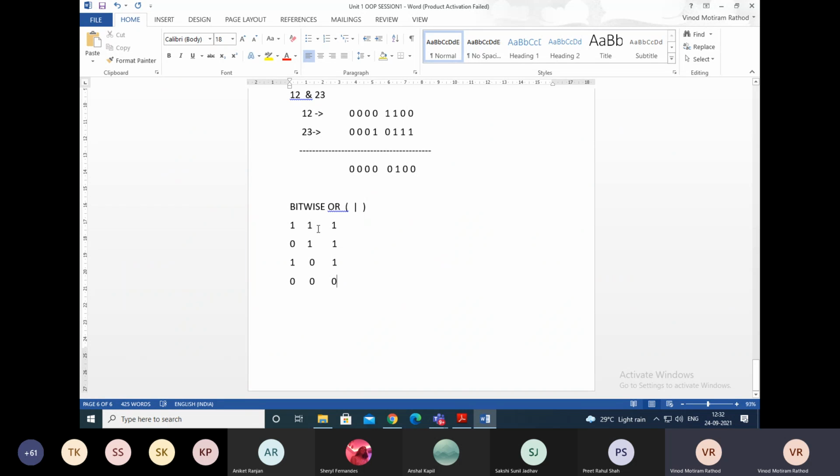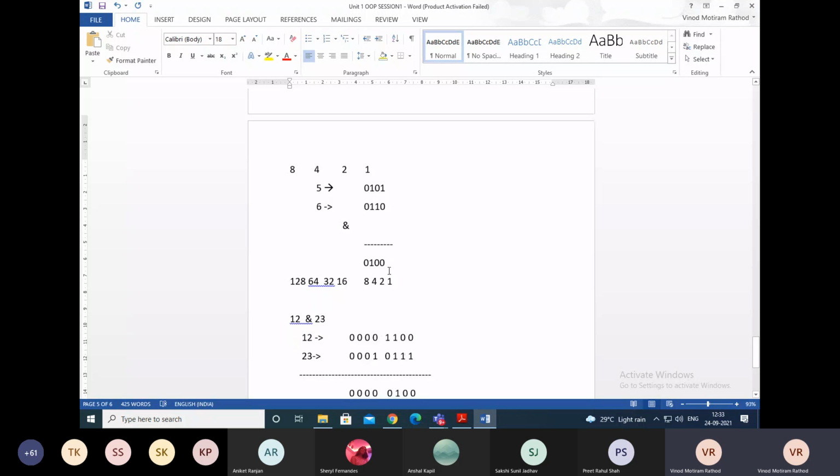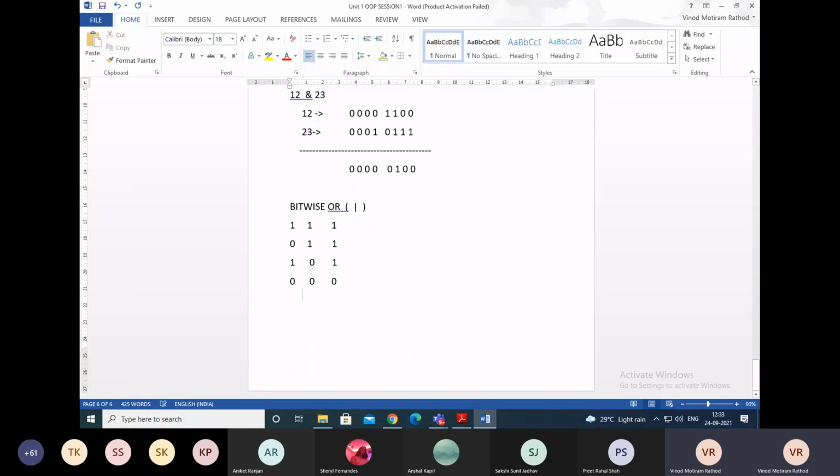See, the bitwise OR is very similar to the logical OR. There we have true and false, here we have 1 and 0. So whenever the inputs are 1 and 1, the result is 1. Similarly for 0 1 and 1 0. But the result will be 0 when the inputs are 0, 0. So we will take the same example so you will understand easily. We will take the first example, that is 5 and 6.